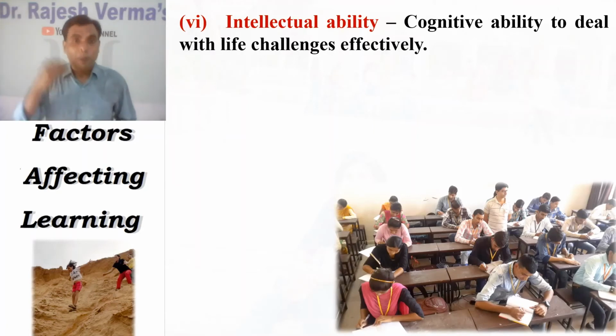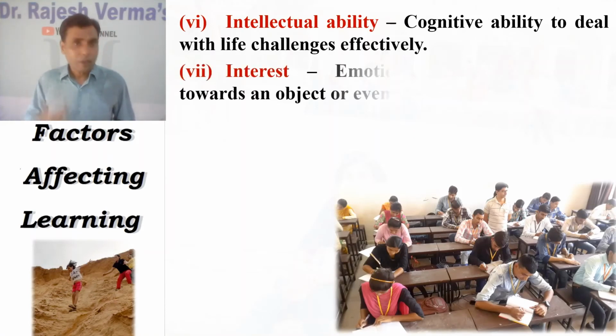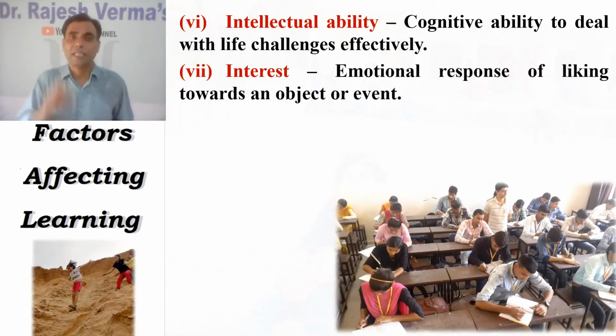People with feeble-mindedness, people with retarded intellectual ability, take more time to learn a concept than an individual with average or more than average intellectual ability. The individual suffering from mental retardation takes a bit of a long time to remember or to learn a concept, a phenomenon, an event, or some activity. So intellectual ability is a very important factor that affects learning.